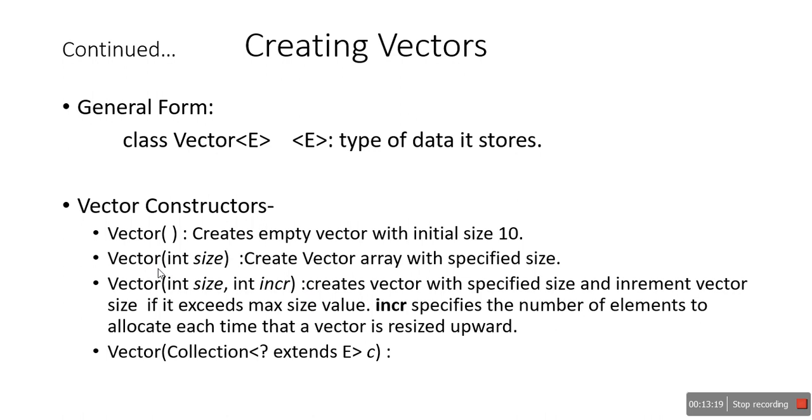Just remember, this creates a vector with a specified size, and increments the vector size if it exceeds the maximum size value. Increment specifies the number of elements to be allocated each time that the vector is resized upward. Resized upward means incremented. This is the use of the third vector constructor.